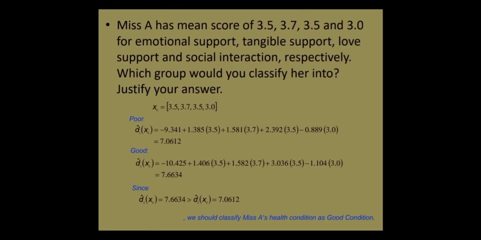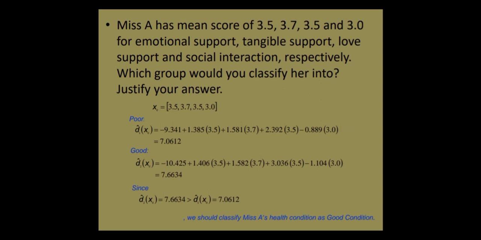Okay, dia kata Miss A. Okay, the next question, Miss A has mean score of 3.5 for emotional support, 3.7 for tangible support, 3.5 for love support, and 3.0 for social interaction. Which group would you classify her into? Whether Miss A ni adalah come with the good health or with poor health.